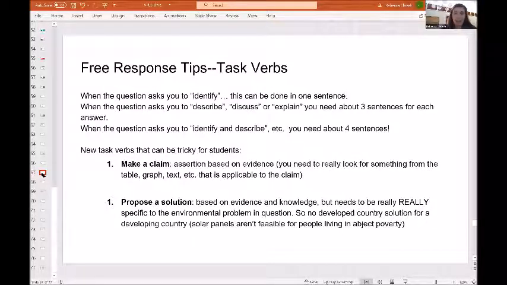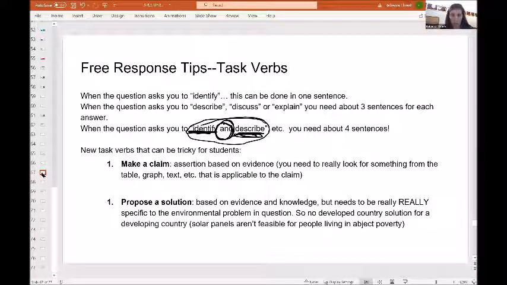Especially if you get a good conjunction there where you have to do two things. Oftentimes, we can't give you the identify point unless you also did the describe. So please check back and make sure that if you have an "and," you did both parts of the question. Now there are some new task verbs that you will see on the exam that I think could potentially give you some trouble here. One is make a claim and two is propose a solution.